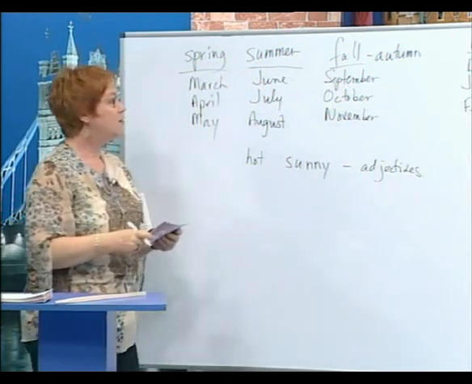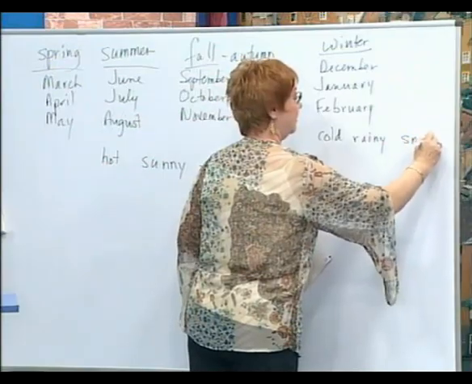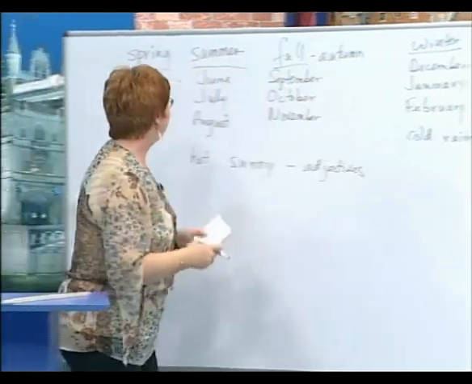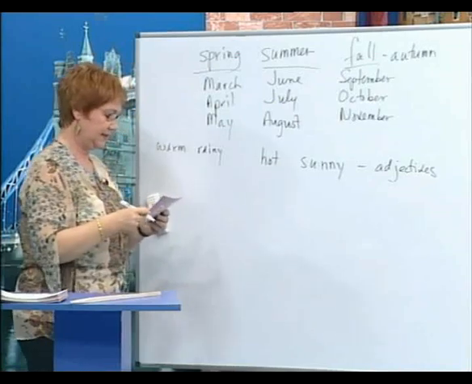Now, Susan, what is the weather usually like in the winter? In the winter, the weather is usually cold and rainy. Sometimes it is snowy. Yes. Okay. And Ali, what is the weather like in the spring? It is sometimes warm and rainy in the spring. Okay, it could be warm and it could be rainy in most places.